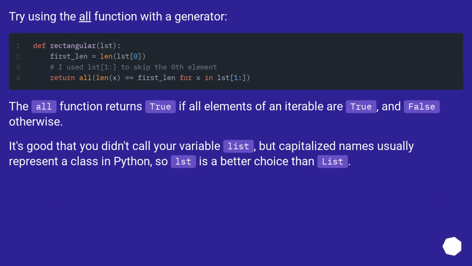Try using the all function with a generator. The all function returns true if all elements of an iterable are true, and false otherwise. It's good that you didn't call your variable list, but capitalized names usually represent a class in Python, so LSD is a better choice than list.